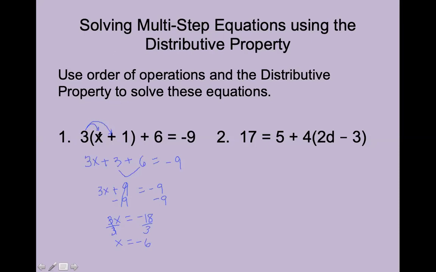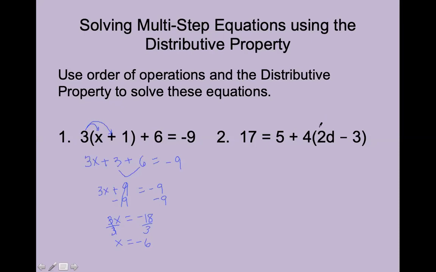All right, I'm going to double check. I'm going to go back to the beginning. Negative 6 plus 1 is negative 5. Negative 5 times 3 is negative 15. Negative 15 plus 6 is negative 9. All right, so our solution is correct. Let's look at the second one.